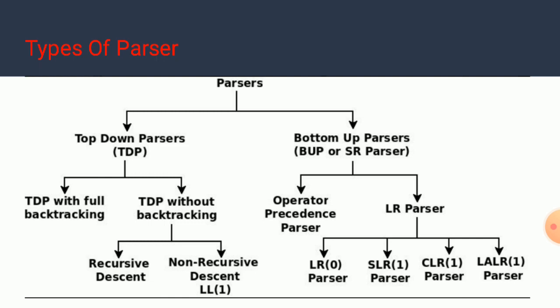Here LL1 and all bottom-up parsers are also known as table-driven parsers, because the parser can be represented by a parsing table to check the grammatical rules. But recursive descent or backtracking parsers use some predefined procedures to implement it.